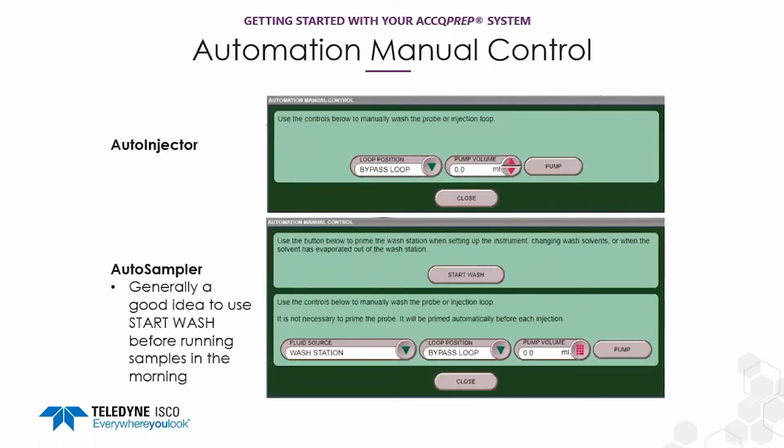Automation manual control is different for the AutoSampler and the Autoinjector. Both are used to wash out the sample loop and injection probe, while the AutoSampler allows the wash station to be filled using the Start Wash button. Filling the wash station before runs at the start of the day allows more accurate injection because the system removes all of the air from the injection tubing.